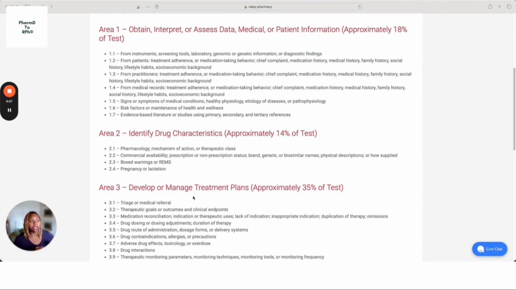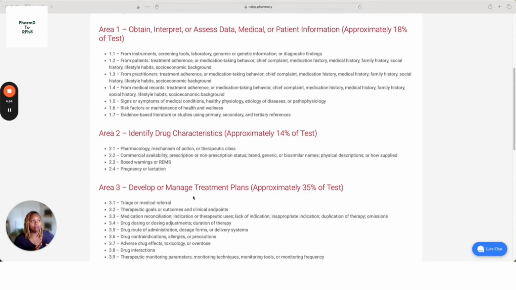REMS type of thing. It's like those big black box warnings. You want to know those specific characteristics, or if there's another drug that's biosimilar to it. So if you're studying for this exam, this is going to come into play where you're sitting here studying and you have a prep book and it lists all those characteristics. Those are literally just the characteristics of the drugs. So that is going to be 14% of your exam.